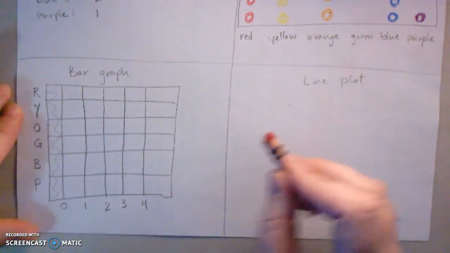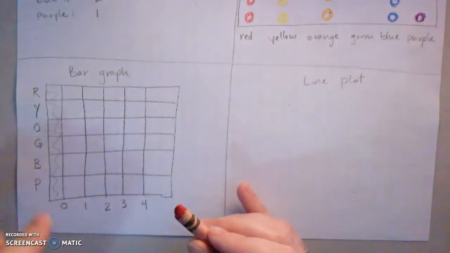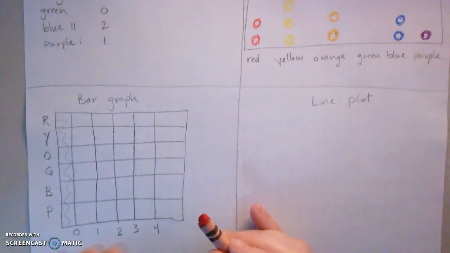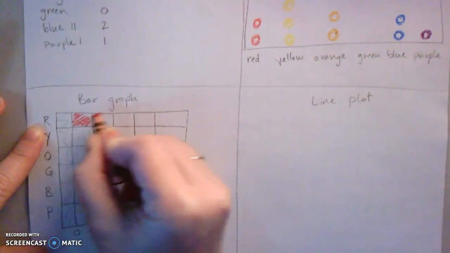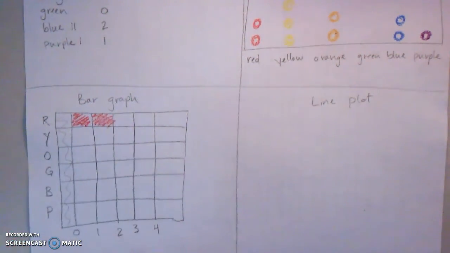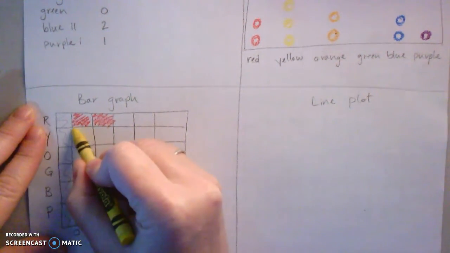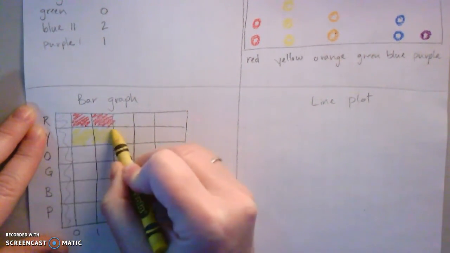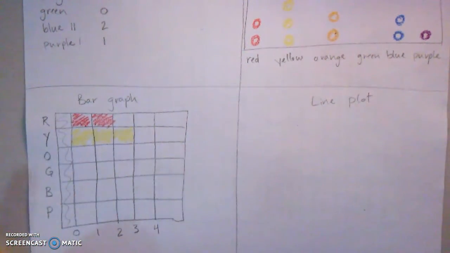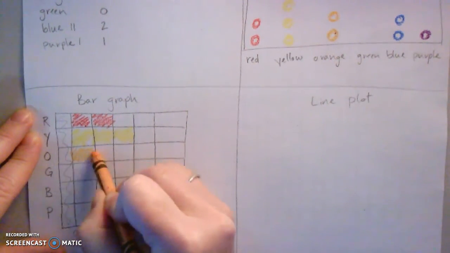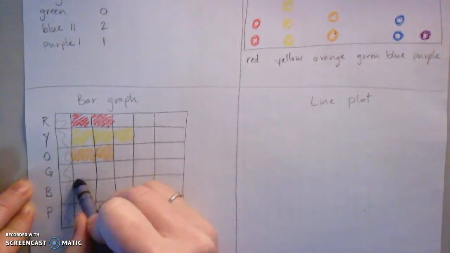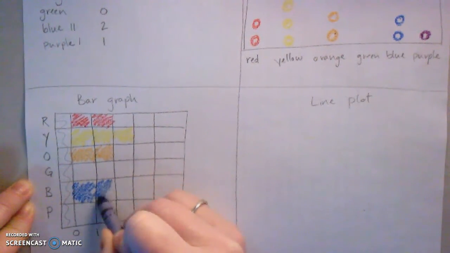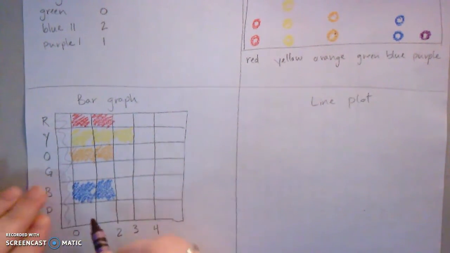make them. So for red, I look back up at my tallies, which was 2. You can't see those. So I go over to the 2 and make sure I color in 2 boxes. So 1 and 2. Yellow had 3, so we do boxes 1, 2, and 3. Orange had 2, so boxes 1 and 2. Green had 0, blue has 2, and purple had 1.